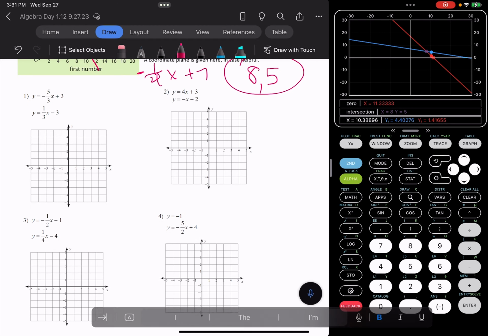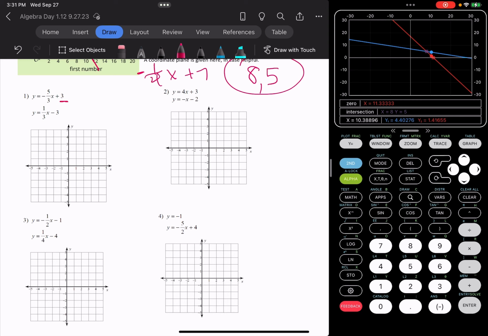All right. So this bottom part, I'm only going to model one of them for you because the rest you can do by yourself. This is just review. They are already put into slope-intercept form. So all you need to do is find your y-intercept, right? That's 3 here. And then we're going negative, so it needs to go down 5, 1, 2, 3, 4, 5, and then over 3, 1, 2, 3.